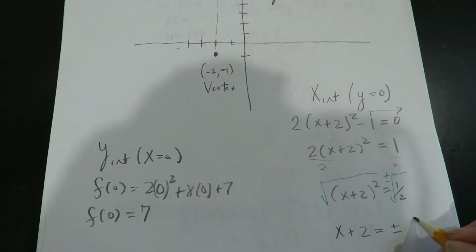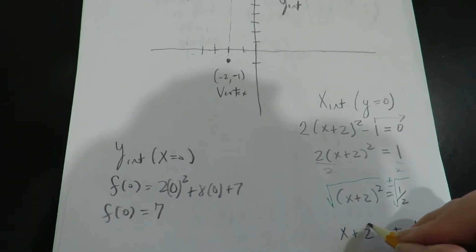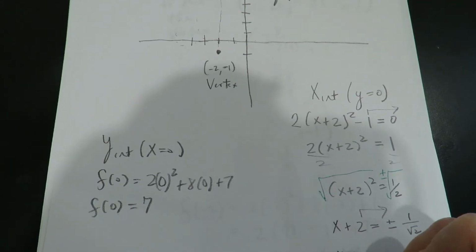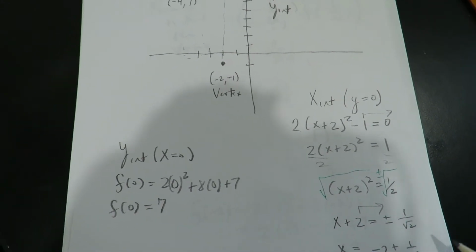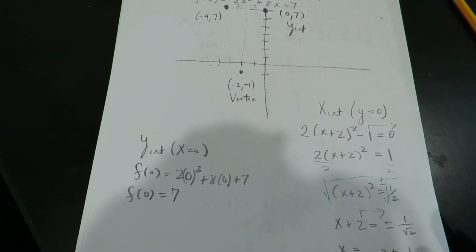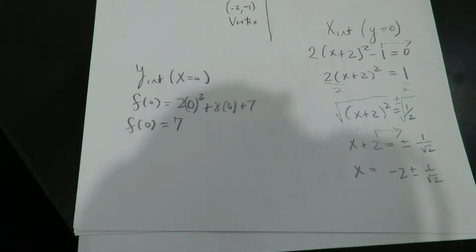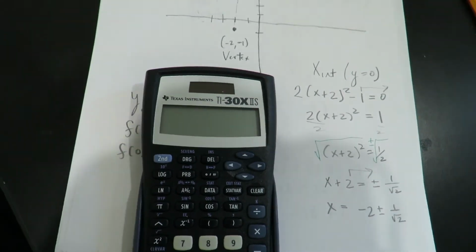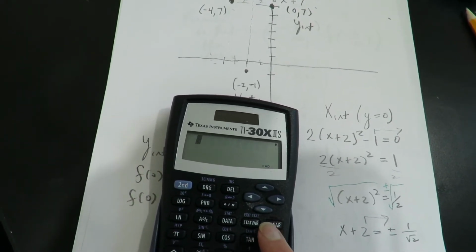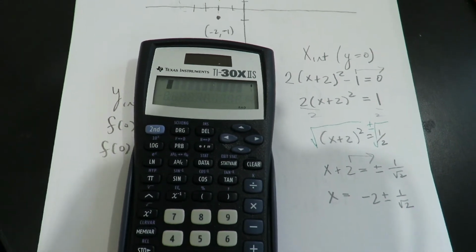Square root of 1 is 1. Square root of 2, I'll just leave as square root of 2. I'm going to move the 2 over. Now if you notice, you could have also done this by the quadratic formula. That's another way to do it. I just like this one better. I just think it's quicker. But it really doesn't matter. It's really what your brain resonates with.